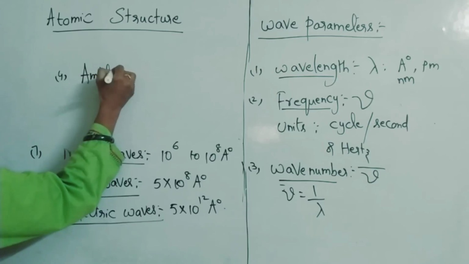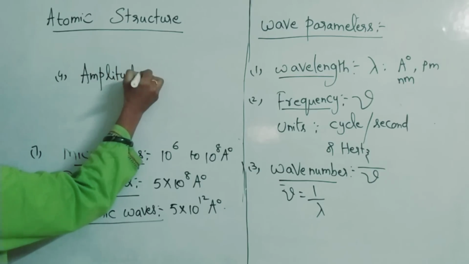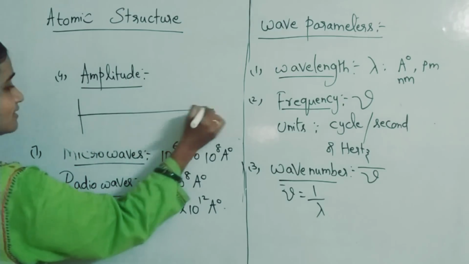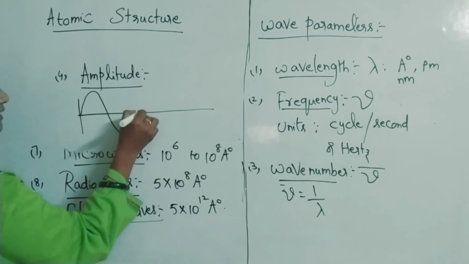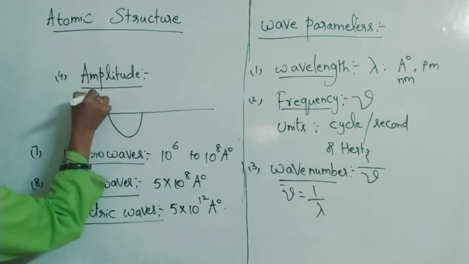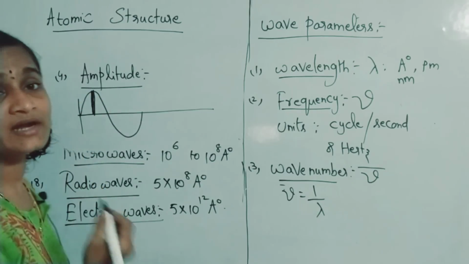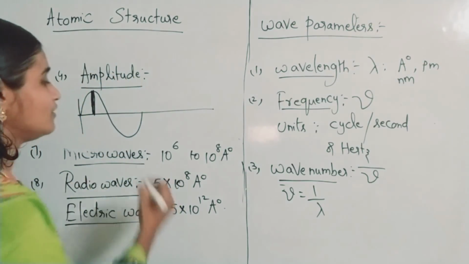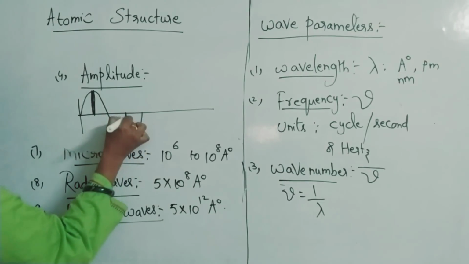So the height of the crest or depth of the trough is called amplitude. If a wave is like this, the maximum displacement point, you call it its amplitude. This distance you call amplitude. Now, the height of the crest or the depth of the trough is called what? Amplitude. This is also one of the important wave parameters.